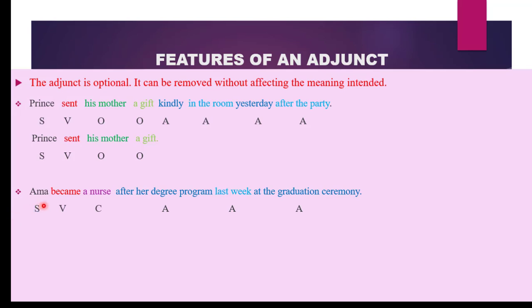Let us have this example. Amma became a nurse after her degree program last week at the graduation ceremony. Amma is our subject. Became our verb. She became what? A nurse. Our complement. All the following phrases are giving us extra information about when and where she became a nurse. We can remove all of this and we will still have a meaningful sentence. We can say Amma became a nurse even without the adjuncts. So all that we are saying is that the adjunct is optional in a sentence. It can be removed and the sentence can still make meaning.